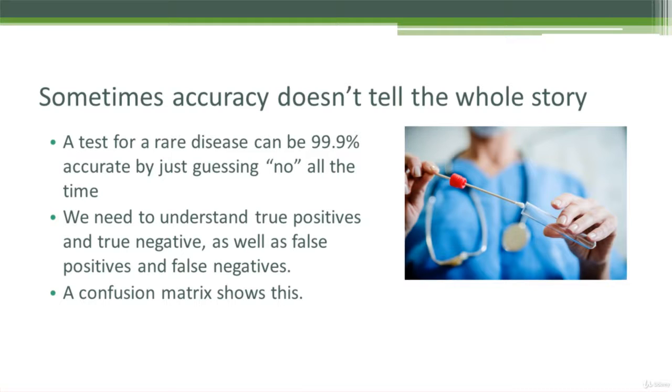For example, a test for a rare disease could be 99.9% accurate by just guessing no all the time, by saying you don't have it. A model that does that would look on paper to have very high accuracy, but in reality, it's worse than useless, right? So you need to understand with a case like this how important a true positive or true negative is, how important a false positive or a false negative is to what you're trying to accomplish, and to be able to measure how good your model is at each one of those cases. And a confusion matrix is just a way to illustrate those nuances in the accuracy of your model.